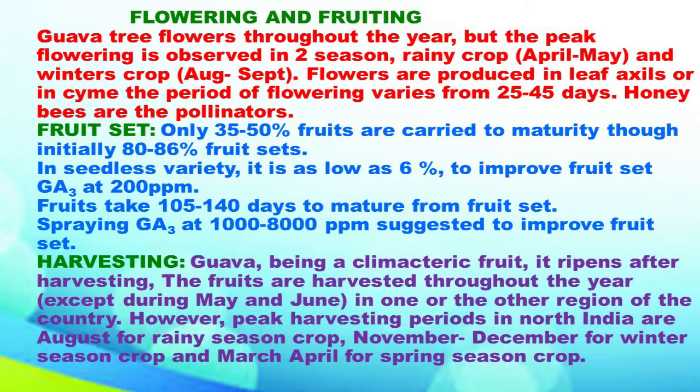Fruit set: only 35 to 50% of fruits are carried to maturity, though initially there is 80 to 86% fruit set. In seedless varieties, it is as low as 6%. To improve fruit set, GA3 at 200 ppm is recommended to be sprayed. Fruits take 105 to 140 days to mature from fruit setting. Spraying of GA3 at 1000 to 8000 ppm is suggested to improve fruit set.